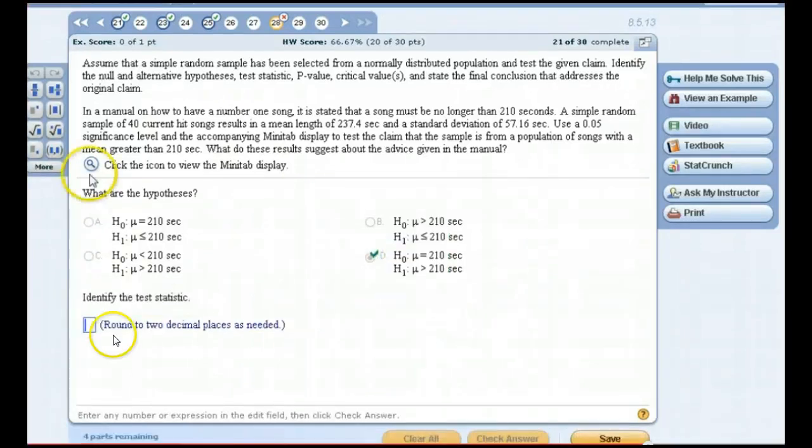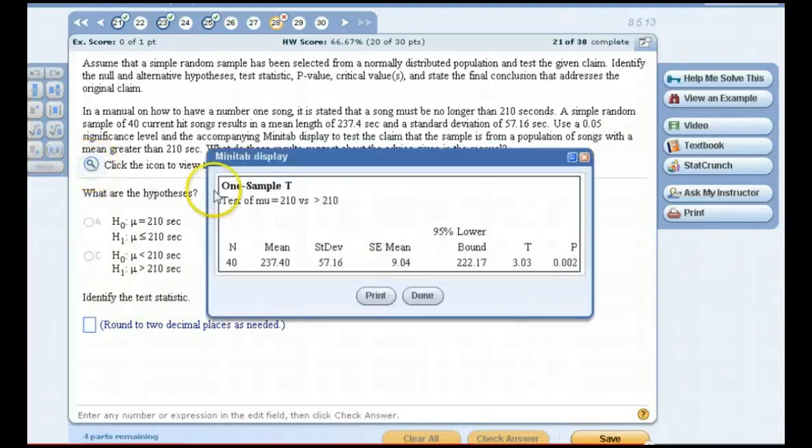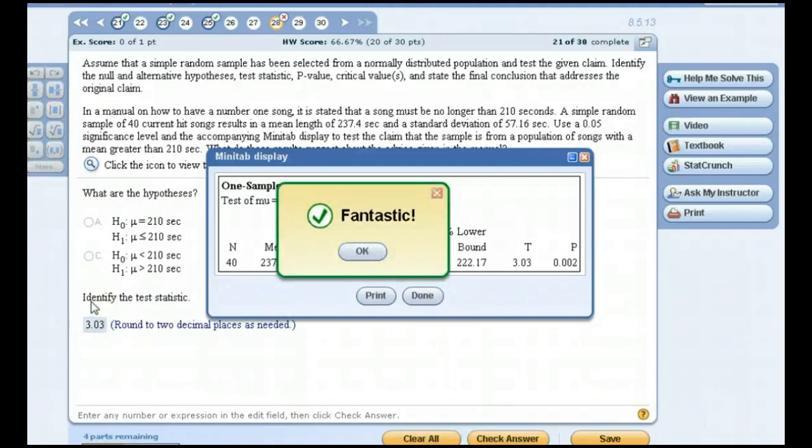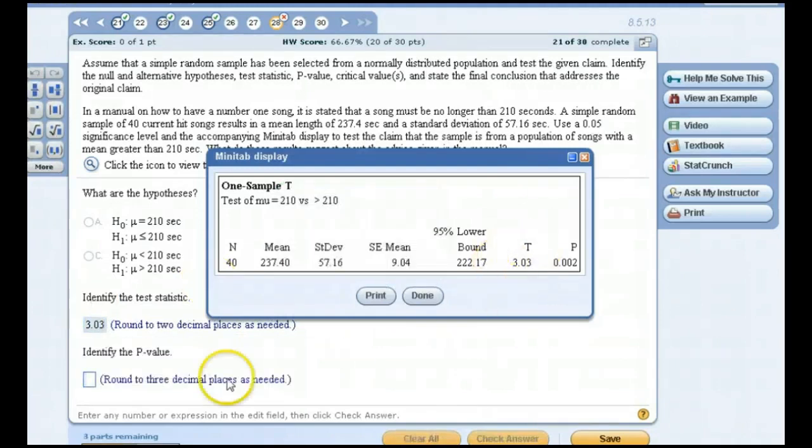Alright, to get the test statistic, if they give you a Minitab display like they did here, you can click that. If not, you would just run a t-test to get that test statistic. But since they gave it to us here, I'm going to click that display, and then there is our t value right there, the 3.03. So I'm going to type that in. Oops, 3.03. There we go. Alright, and then the p-value, again, that's what's right beside it, right here. So the p-value is 0.002.